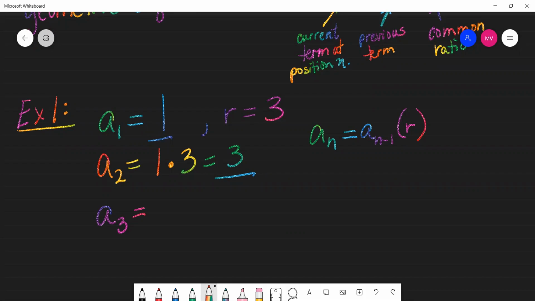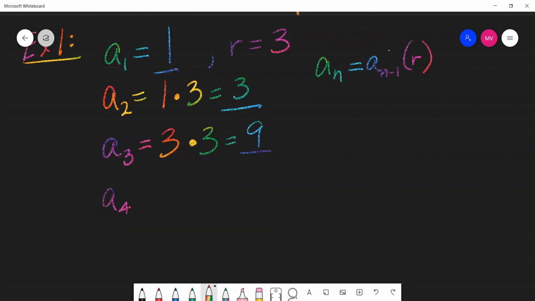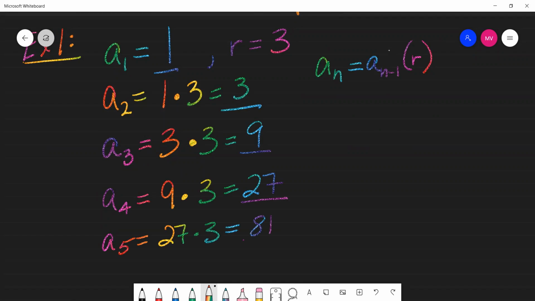Okay, so if I'm calculating A3, then what's my preceding term? A2, which is 3, times our ratio, which never changes. And it is 9. All right, A4. 9 times 3. A5, 27 times 3. Hopefully you remember this from like 10 minutes ago when we did it. Yes, 81.